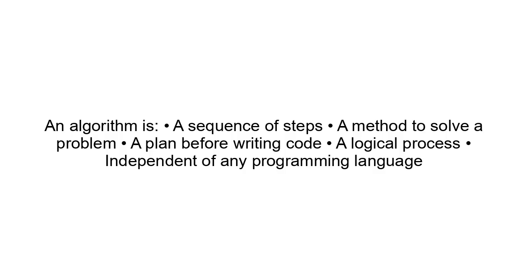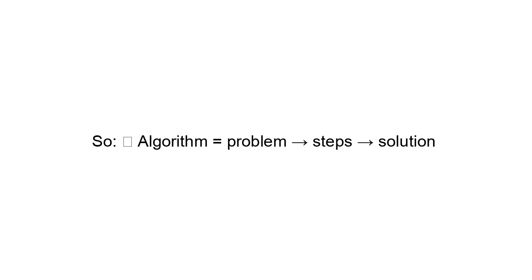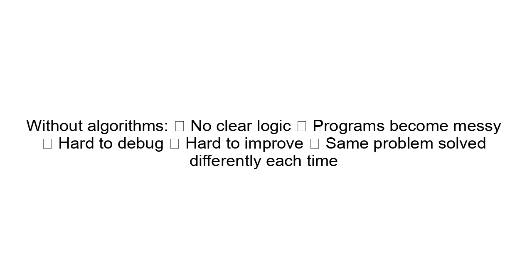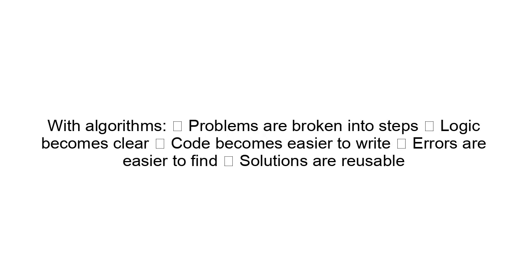Why it matters. Without algorithms: no clear logic, programs become messy, hard to debug, hard to improve, and the same problem is solved differently each time. With algorithms: problems are broken into steps, logic becomes clear, code becomes easier to write, errors are easier to find, and solutions are reusable.